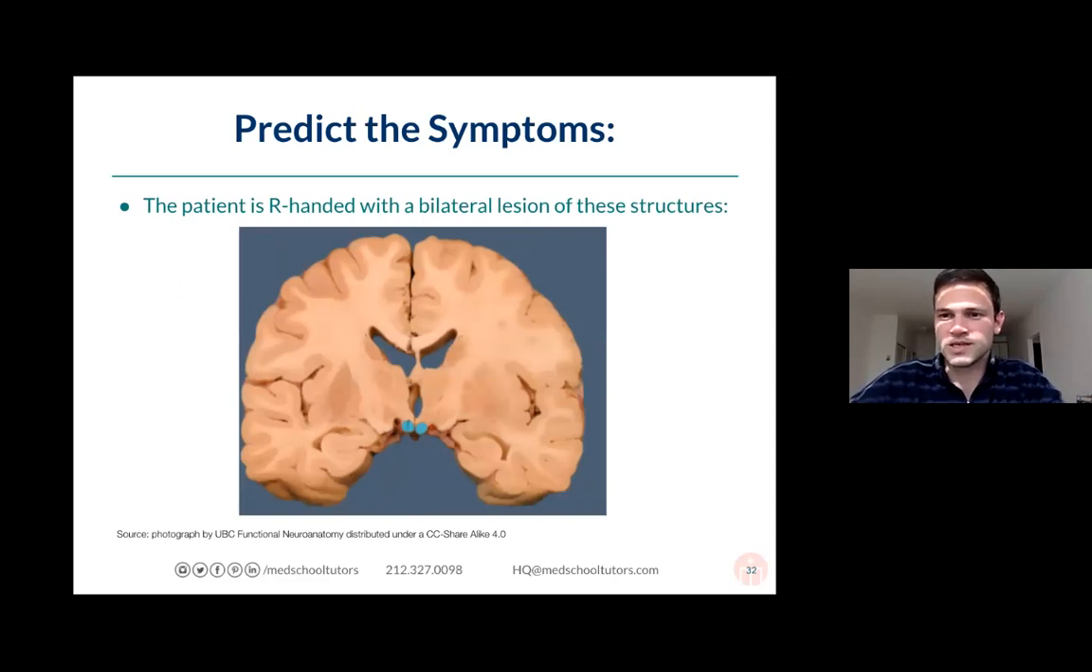Mammillary bodies does Wernicke's encephalopathy, awesome. And the triad of Wernicke's encephalopathy is ataxia, encephalopathy, right? And ophthalmoplegia, right? So eye movement problems, good.